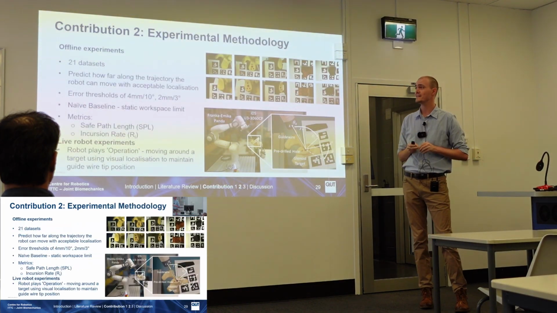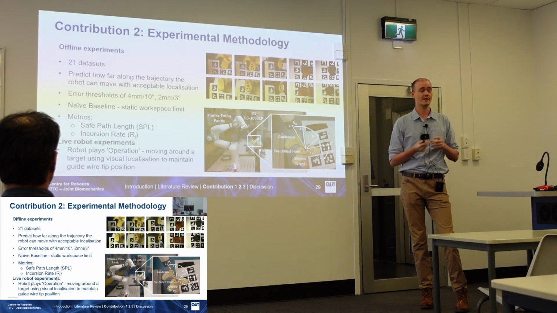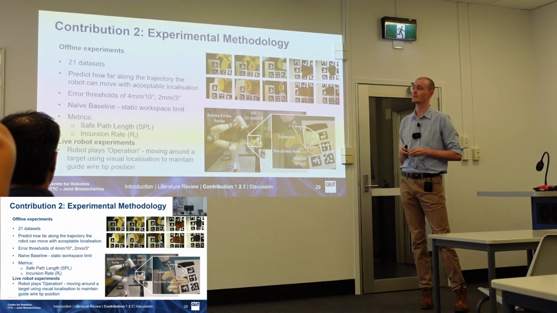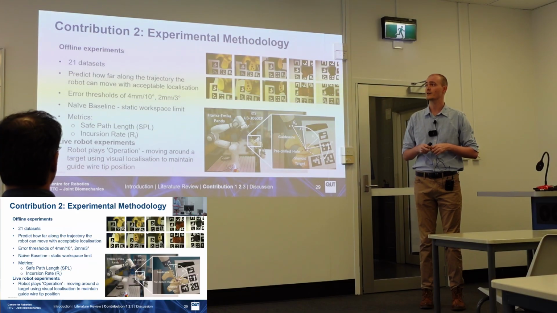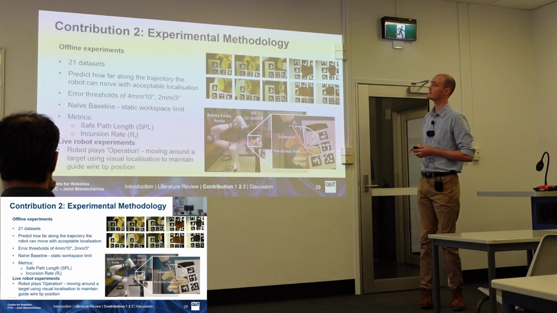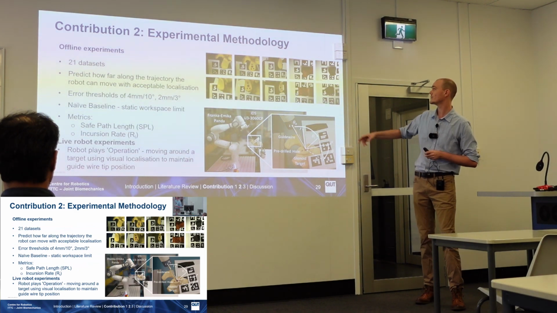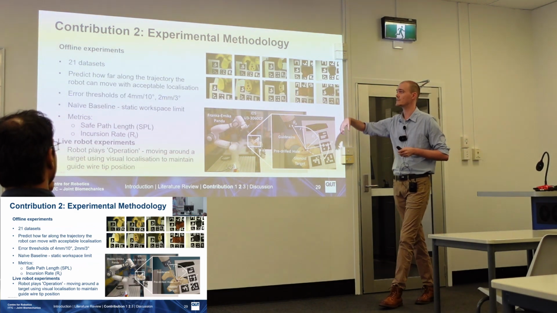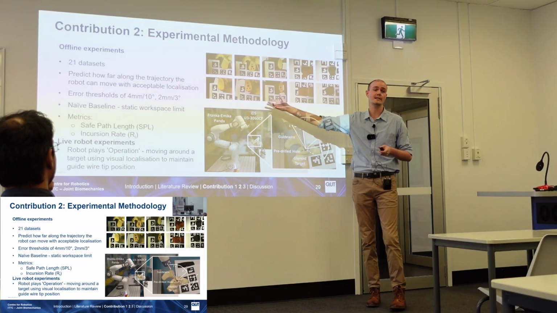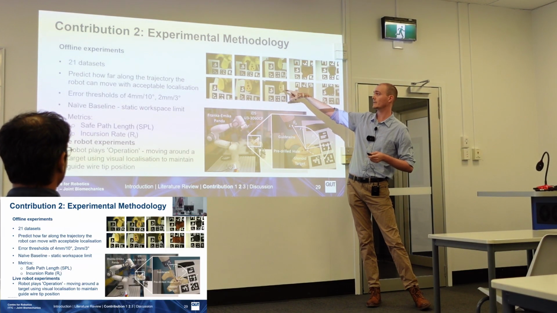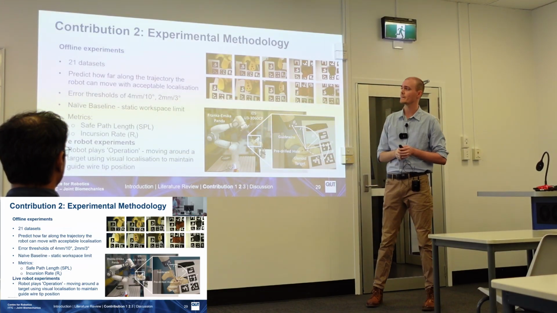Again, to evaluate this approach, we conduct a series of online robot trials and offline dataset experiments. In our offline experiments, we collect 21 datasets this time of surgical and non-surgical targets. The non-surgical targets are just textured blocks, and the surgical targets are human glenoid phantoms, one of which has been prepared for glenoid implant placement, which is what you can see here.